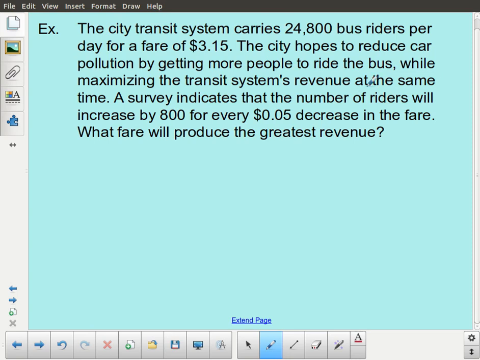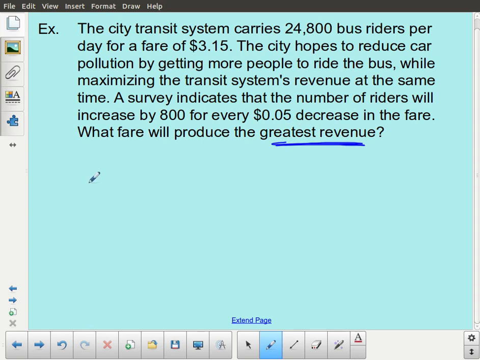So the city is trying to get more people to ride the bus, but they also want to make as much money as they can from the bus. So the question becomes, how many people can I get to ride the bus as I change the fare? So they did a survey, and that survey indicates that the number of riders will increase by 800 every time they decrease the fare by 5 cents. So what fare is going to produce the greatest revenue?